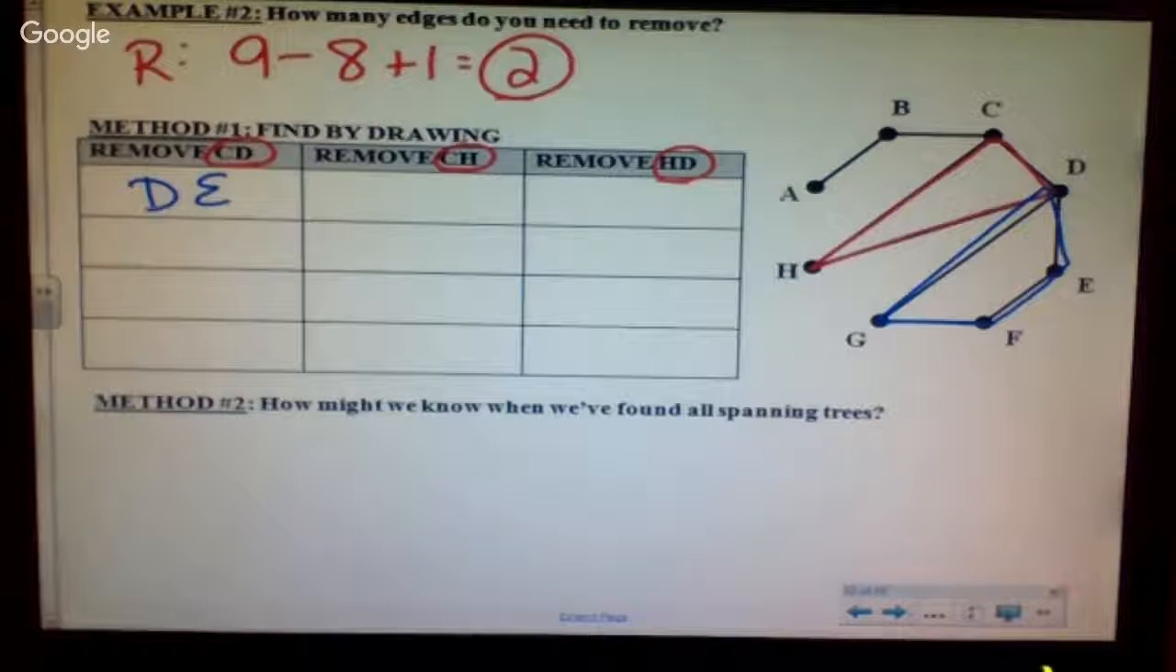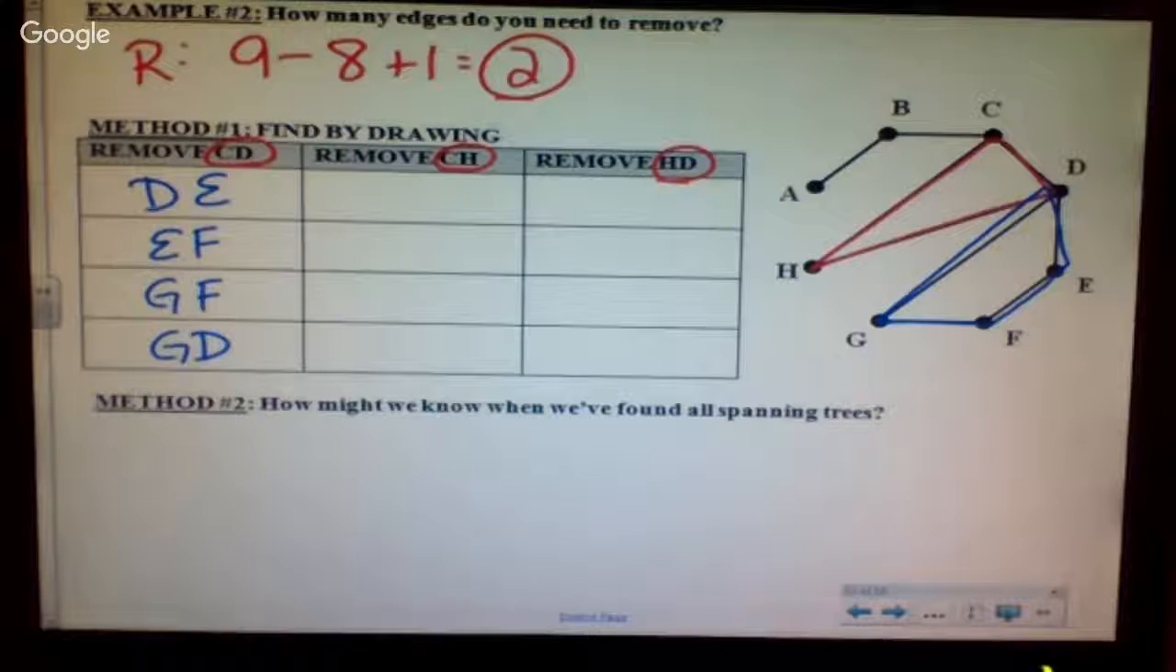So it can't be from the same circuit. You want to break up all of your circuits. Your goal is to break up all of your circuits. You're going to break up 1 from each one. So I can do CD and DE. I can do CD and EF. Okay, that's another line from that second circuit. I could do CD and FG, or GF. It's the same thing. It doesn't matter which way you write it. Or I can do CD and GD.